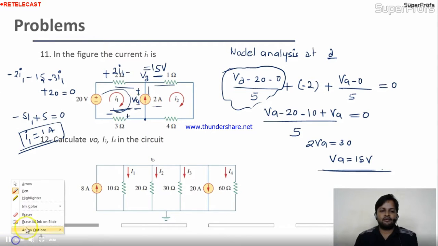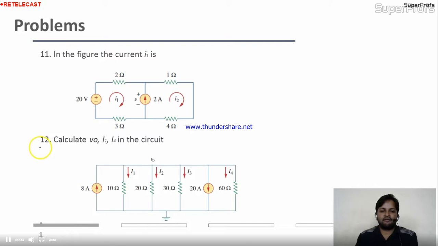See, a very beautiful problem is waiting for you now. Calculate V0, I1, I4 in the circuit. Where is the V0? Here. Now suppose someone is thinking that you will apply mesh analysis in this circuit. So you are thinking wrong. Why? How many meshes are there in this single circuit? 1, 2, 3, 4, 5. 5 meshes. How many meshes?